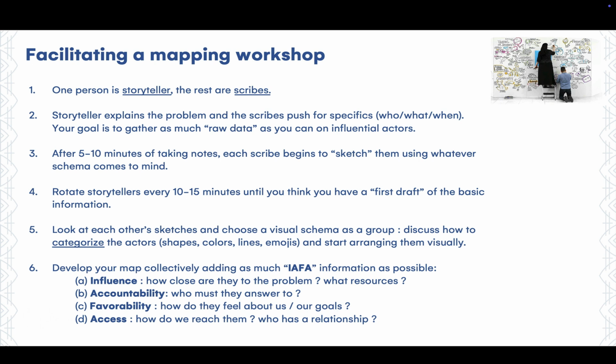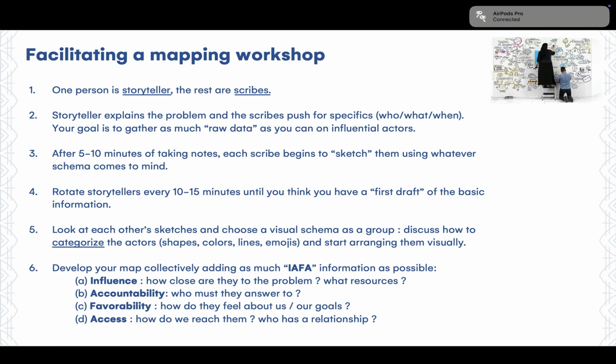And as you then develop the map, you want to think about IAFA, right? Influence: who has influence, and how do we show the different kinds of influence they have over the problem? Accountability: who are they answering to, both officially and unofficially? Favorability: what do we know about how they feel about us and our goals? And access: who do we have the easiest access to? How do we reach them? What kind of relationships do we have today, and which do we need to build?